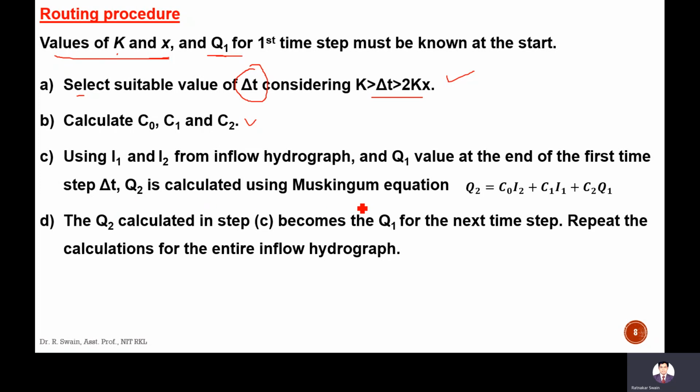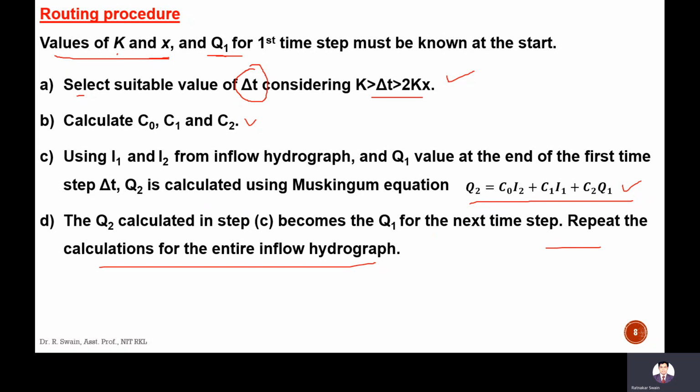Q2 is calculated using the Muskingum routing equation. The Q2 calculated in this step becomes the Q1 for the next time step. So for the next time step, we have inflow data and Q1 will be the Q2 of the previous time step. Okay, repeat the calculation for the entire inflow hydrograph.